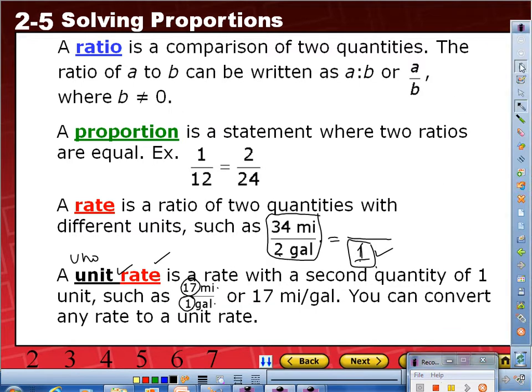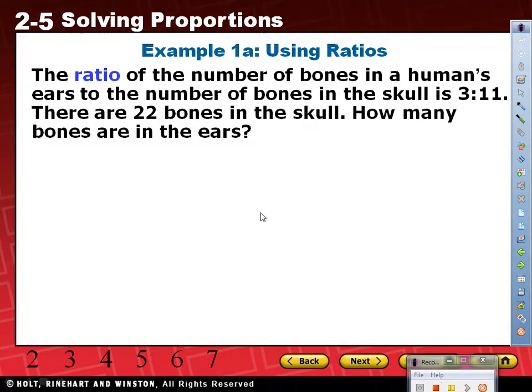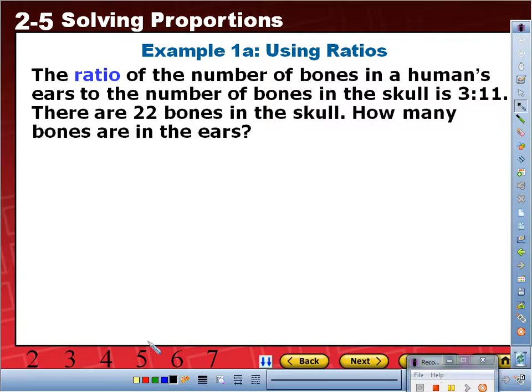All right, so let's continue. So let's look at this one. You have your first example there in front of you. It says the ratio of the number of bones in the human's ear to the number of bones in the skull is 3 to 11. There are 22 bones in the skull. How many bones are in the ear? So everybody look up, please. Let's do this one together.